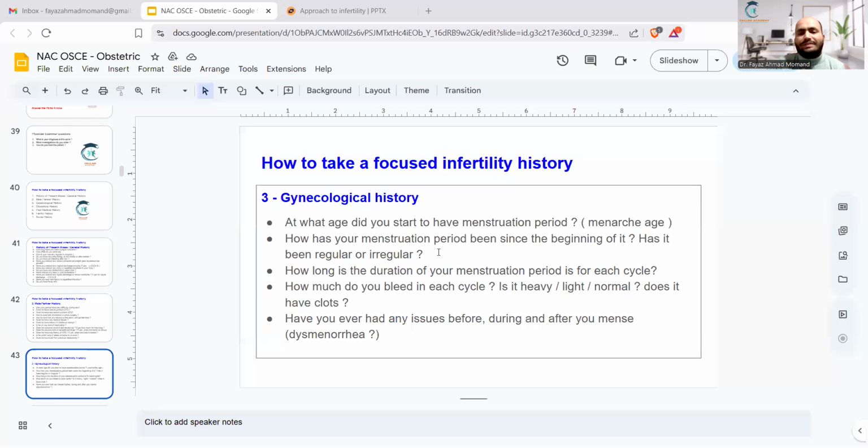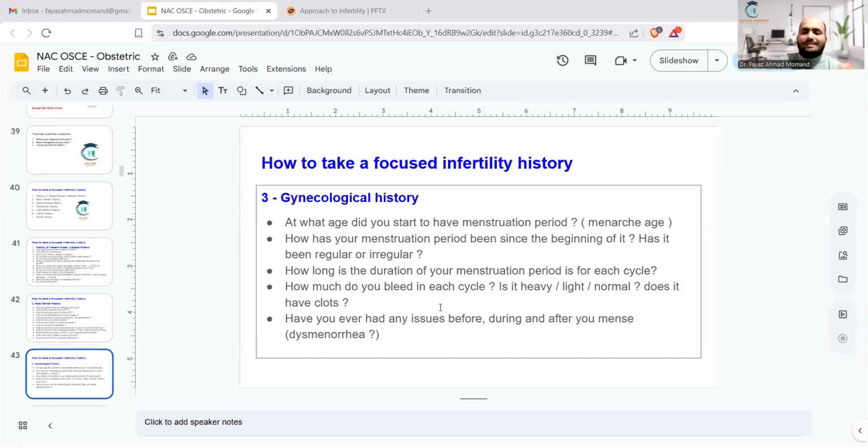Menses, when they start in the first couple of years, may be a little irregular and out of place, but then they start to become more regular. Ask about the duration of each cycle. Blood, is it light, heavy? Heavy bleeding would give us an indication of whether there are any fibroids.